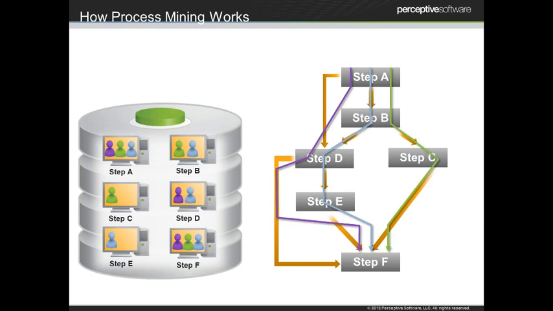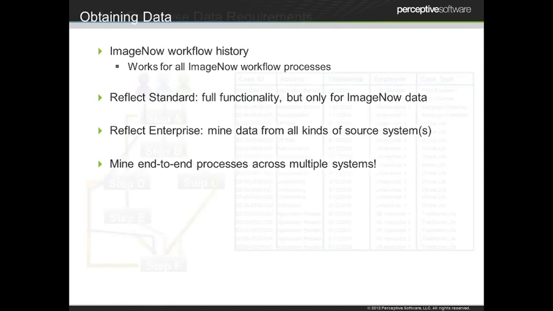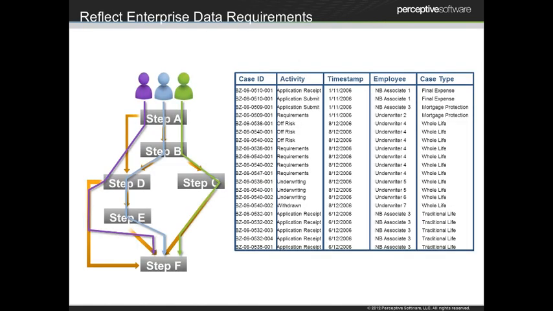So we get the data and we generate this, but what is needed in the data? The three requirements of the data are, first of all, a case ID. There's going to be an identifying number or name or something that's tracking this case as it goes through the process. Secondly, you need an activity, something that describes the activity being done. In this case, it could be application receipt, application submitted, requirements, underwriting, withdrawn, approved, denied, that sort of thing.